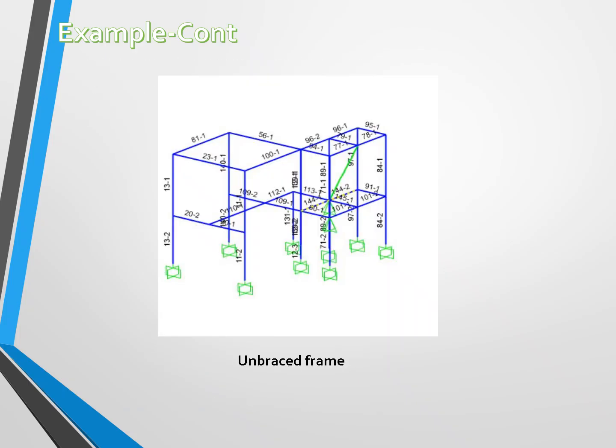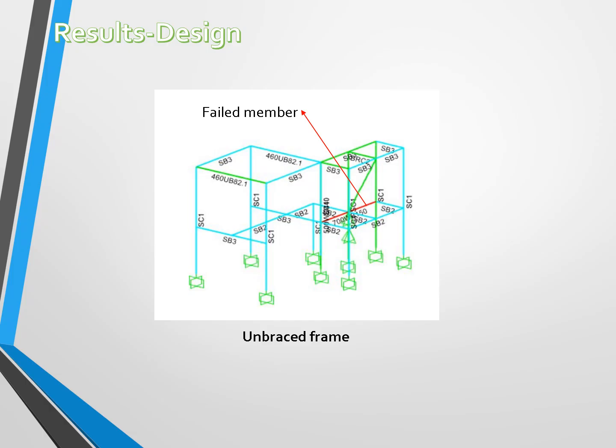Here are the line elements modeled in SAP 2000 to better show how the frame is. This is the unbraced frame. As you can see here, no bracing system is introduced. The analysis and design conducted in SAP 2000 showed that the structure is prone to failure and the members didn't pass because of the lack of a lateral load resisting system.